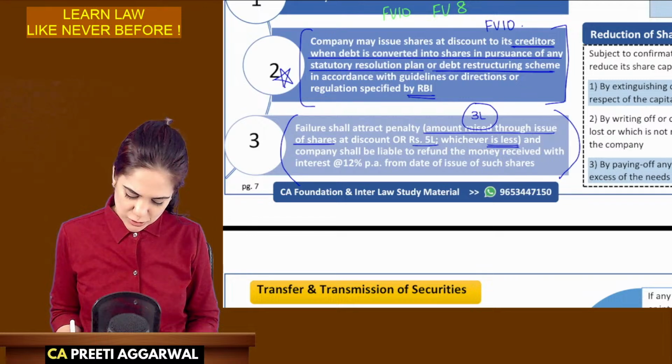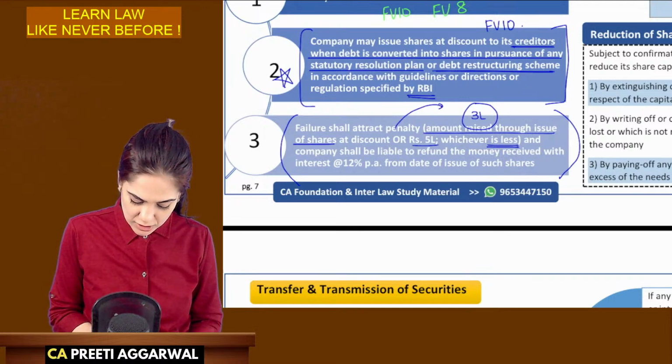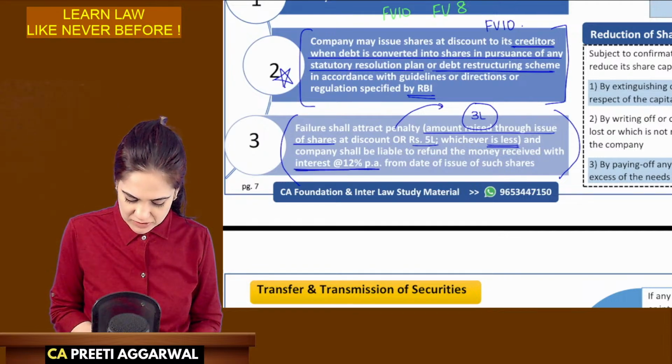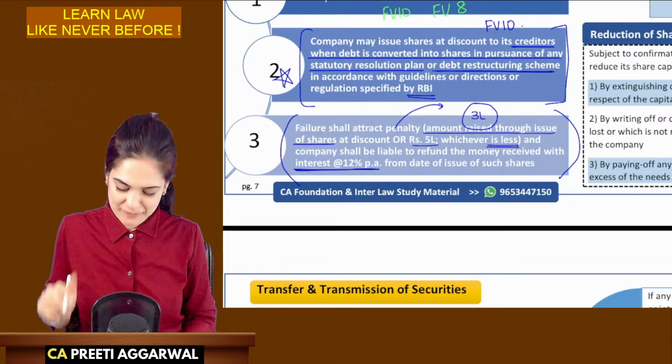The company will also have to refund the money along with interest at the rate of 12% per annum. This is something which you just need to memorize. There's no logic.